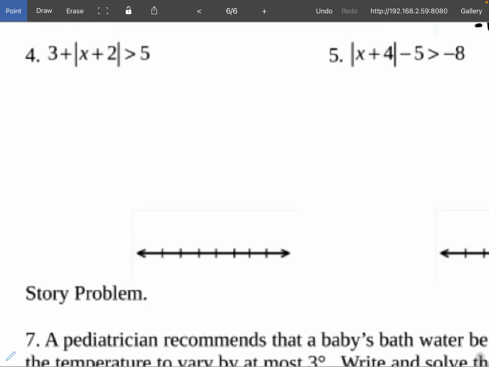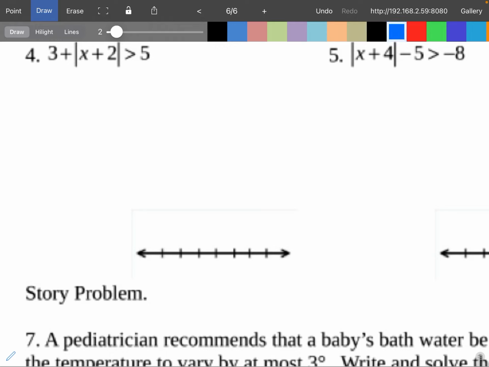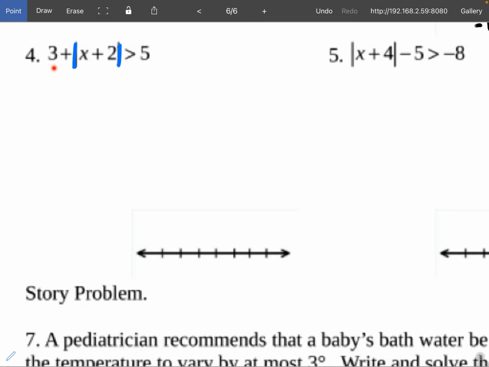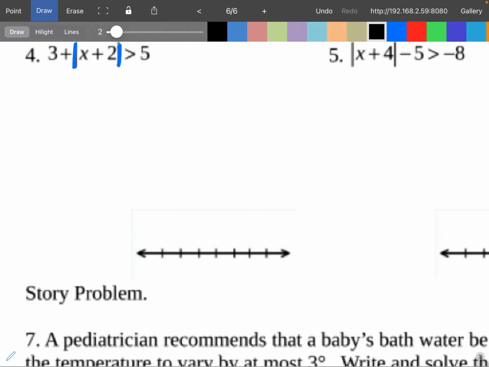Okay, so this one, somebody raise their hand, tell me the first step. What about if I call on somebody? Adrian, what do you think? We got to get the absolute value all by itself here. We got to get rid of this somehow, this thing.